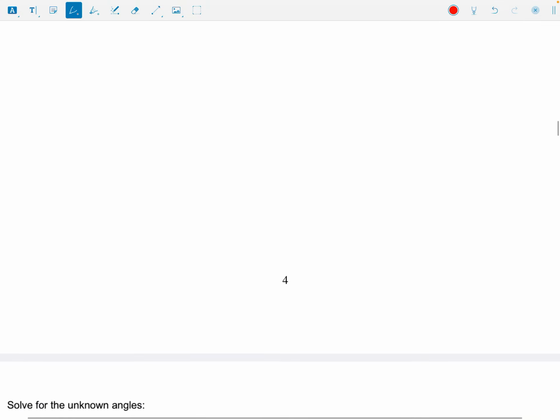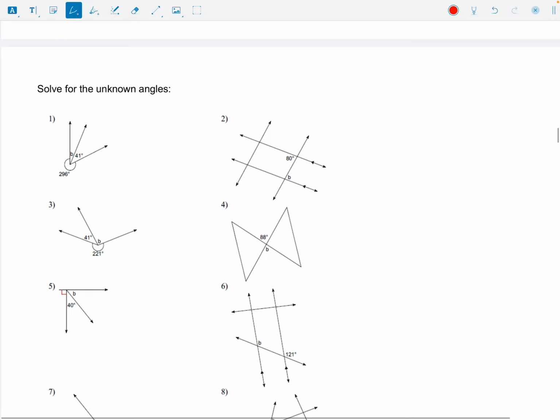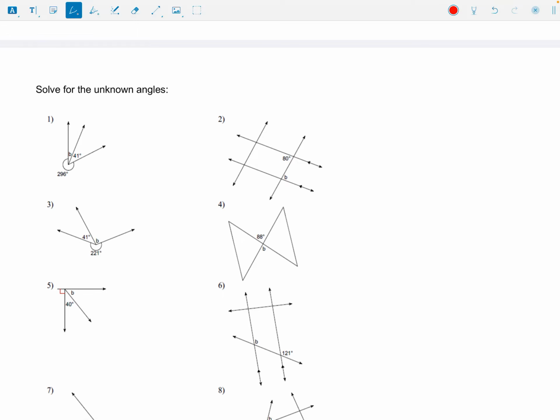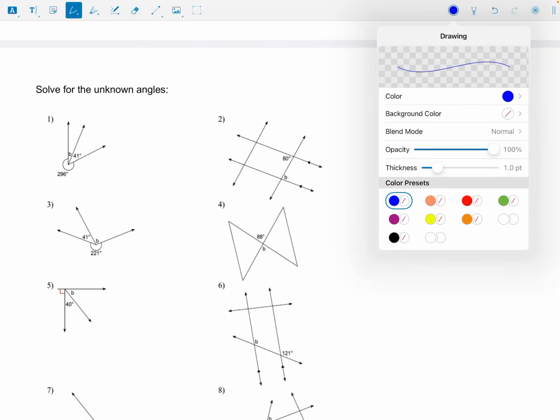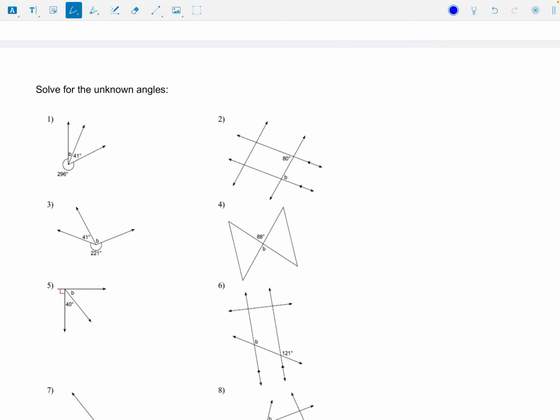All right, I'm going to skip over that little section there. So let's just do a couple quick examples here without any answers in front of us. So if we have a point here and three lines meeting up to it, we know that the sum equals 360 degrees because that's a full rotation. So we know that B plus 41 plus 296 should equal 360.